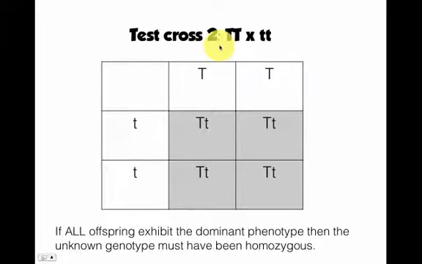Now with test cross number 2, we've crossed a homozygote dominant with a homozygous recessive one, again because it's a test cross. In this case, you'll notice that all offspring can actually roll their tongue and none of them can't roll their tongue. So if all offspring exhibit the dominant phenotype, then the unknown genotype must have been homozygous.